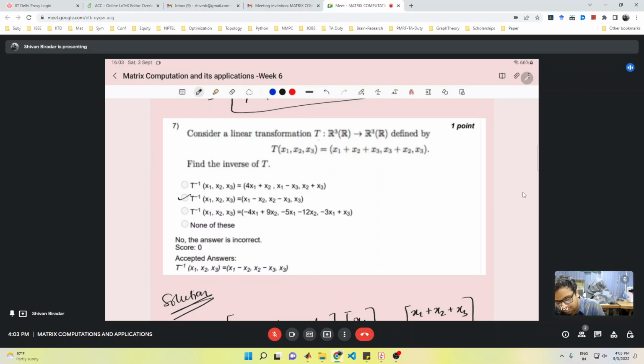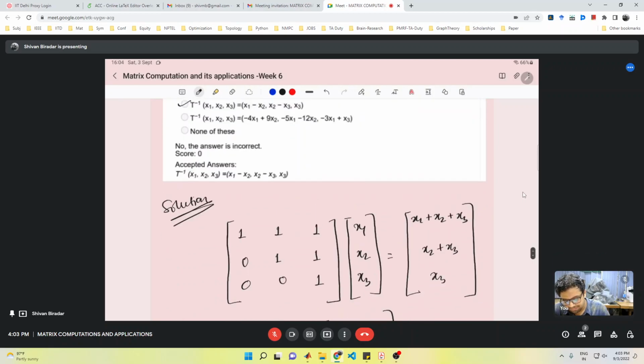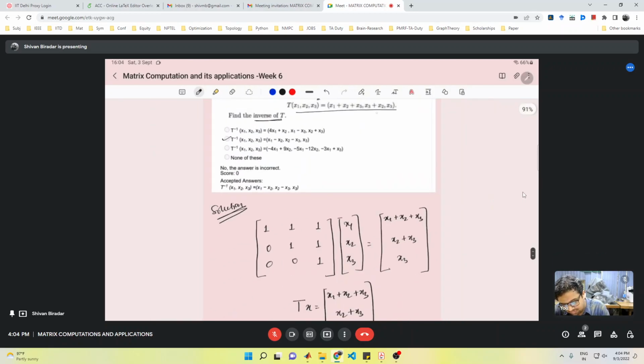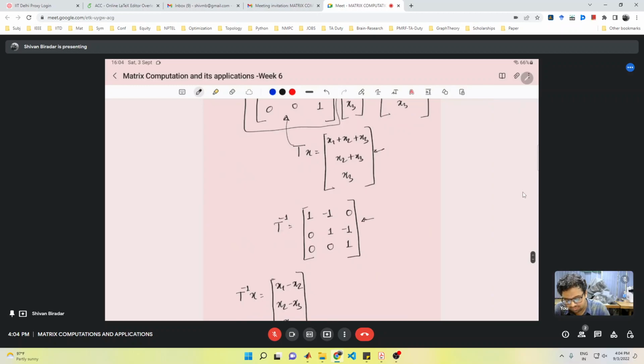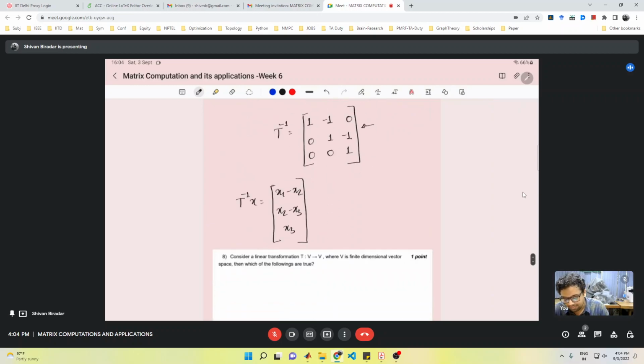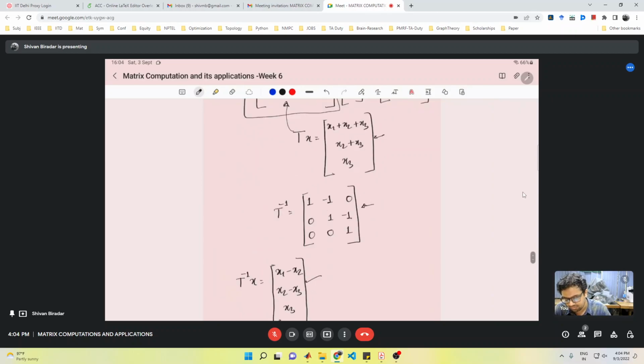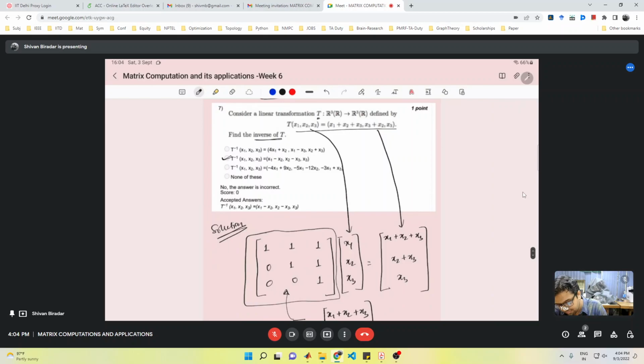Now we have a linear transformation T from R3 to R3 defined by this. Okay. So we have to find an inverse of T. I think this is a very easy question. To get this matrix, we need this type of transformation matrix T. So Tx, where T is this matrix, is equal to this. And T inverse is this. Just a matrix inversion here. And T inverse x would give us this vector. The answer is this.